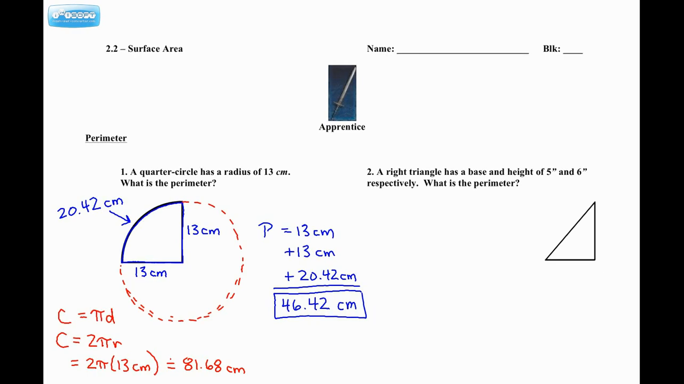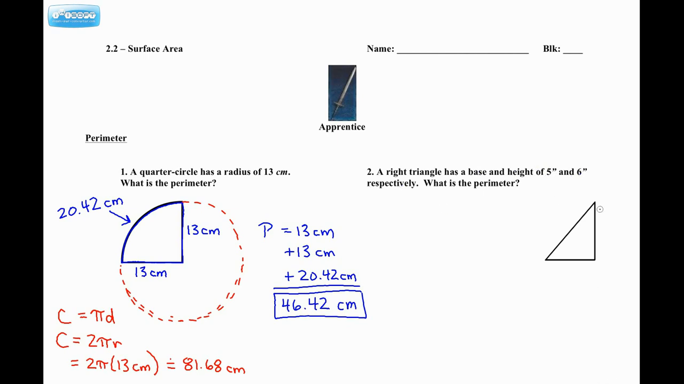Number 2. A right triangle has a base and height of 5 inches and 6 inches respectively. What is the perimeter? First off, what does respectively mean? It just means that they match in order as they appeared in the problem. So base was mentioned first, height second, so this first number is the base and the second number is the height. That's all they mean by respectively.